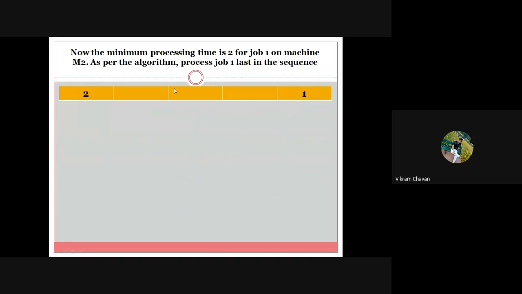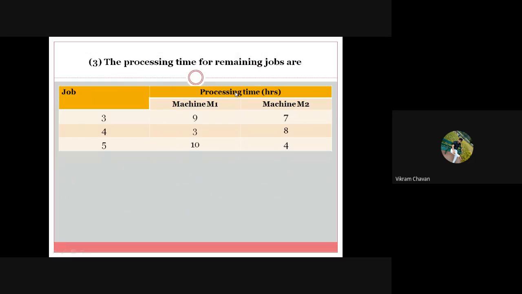Then we have to determine the remaining 3 positions. For that purpose, once again we have removed job number 1 from the table, and started the comparison of these processing times once again. Then we come to know that job number 4 has the lowest processing time on machine number 1. So we have to provide the first priority in the sequence of those 3 positions.